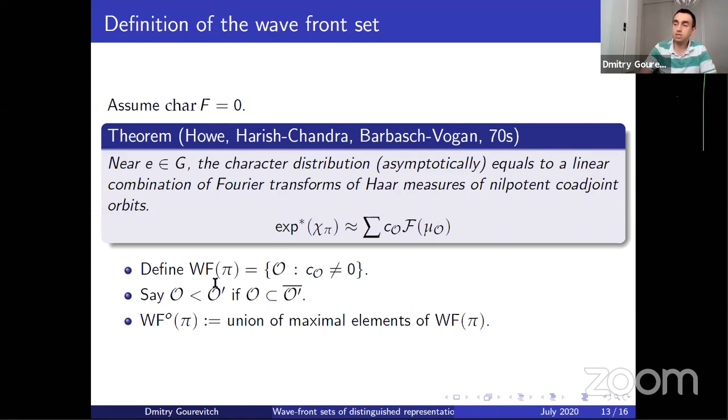Then we take the wavefront set to be the collection of orbits with non-zero coefficients, and by wavefront O of pi we denote the union of maximal elements in this collection, maximal with respect to the closure order relation. That is, O is smaller than O prime if O lies in the closure of O prime. So that's the definition. But we use a theorem on equivalence. In the Archimedean case, it's equivalent to the annihilator variety. And in the p-adic case, it's equivalent to the existence of degenerate Whittaker models. So let me say a couple of words on the p-adic case.